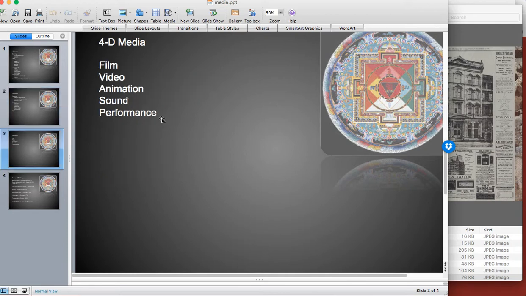And then one thing that's important to understand is the idea of four-dimensional media, or another way to say it would be time-based media. So these are things that, of course, we're very familiar with these days: film, video, animation, sound, and performance. The fourth dimension being time.